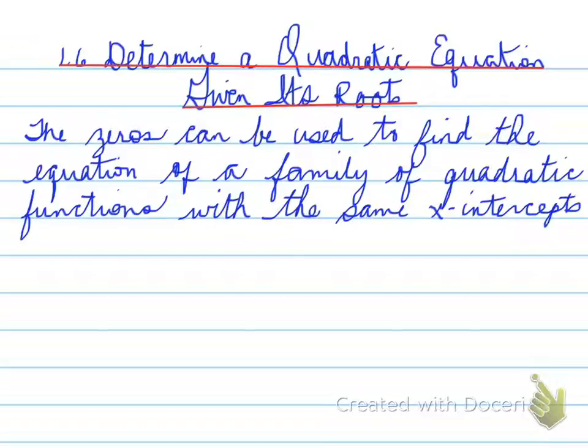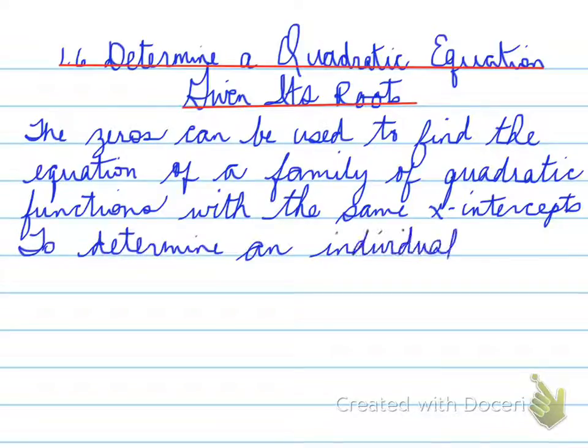What a family means is that it's a group of parabolas that share the same characteristics. And in the case of a family with zeros, it means that they all share the same zeros, but they might have different stretches and compressions, for example, different a values.